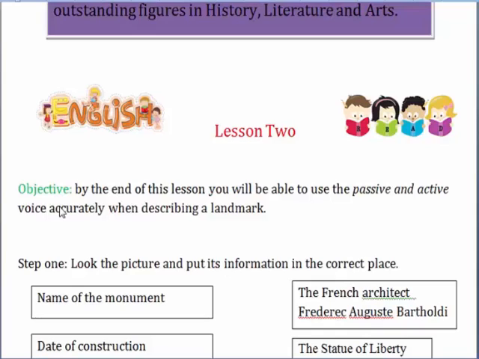By the end of this lesson you will be able to use the passive and active voice accurately when describing a landmark. We have already seen what we mean by a landmark. We have already seen what we mean by describing.